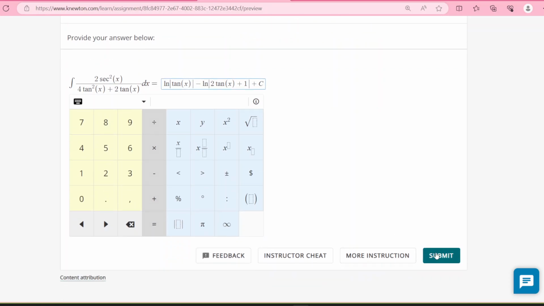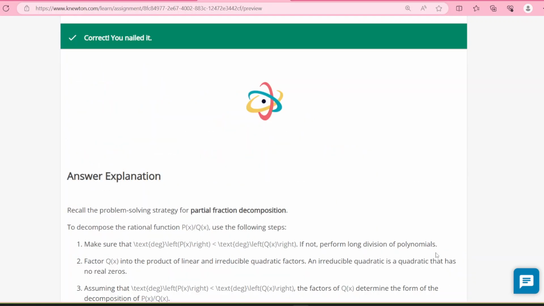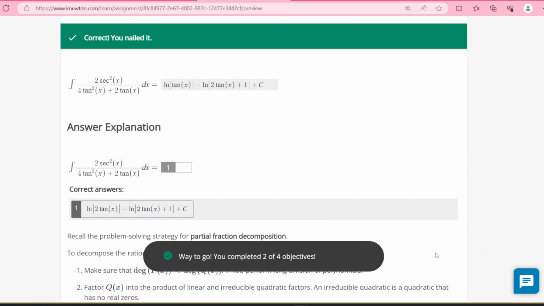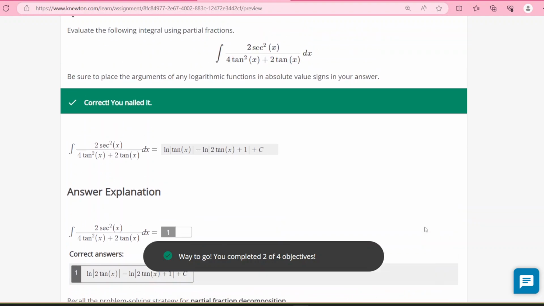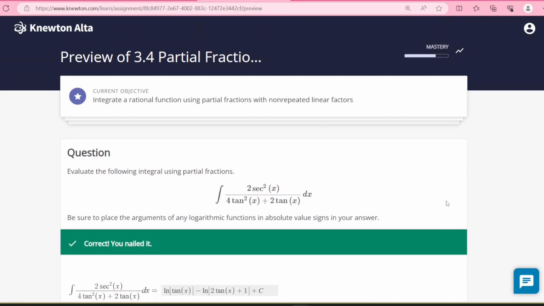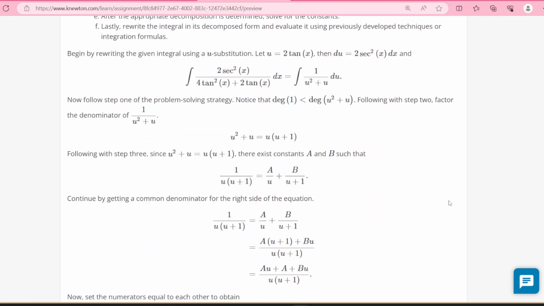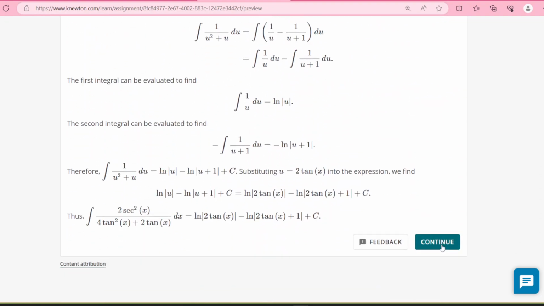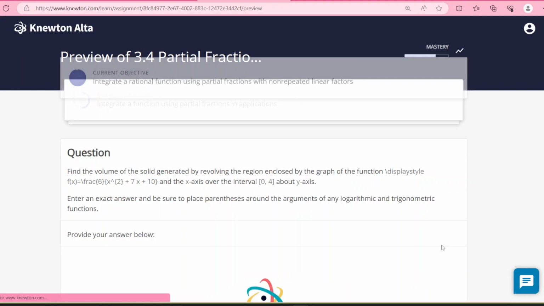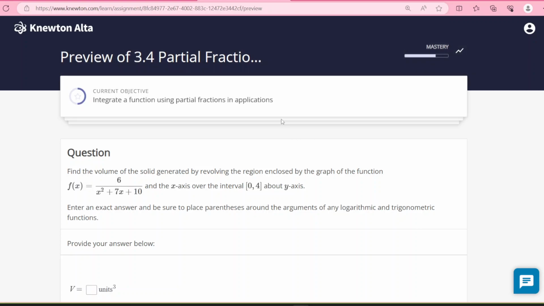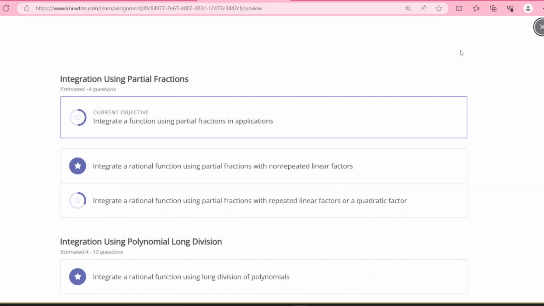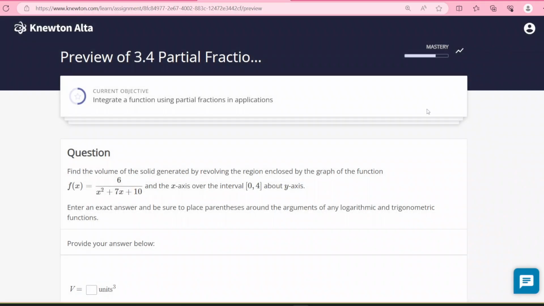Let's see. Wonderful. All right, great. So that objective's done with the non-repeating linear factors. So now we just got repeating linear factors, some with quadratics, that application one. I think those are all the objectives left. We'll see. Oh no, it just might be the application one and the quadratic one. Yeah, those are the only two left. Good. I knew there were only 4 objectives here. Okay.